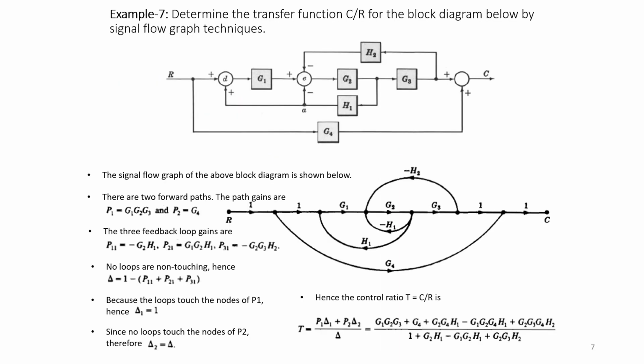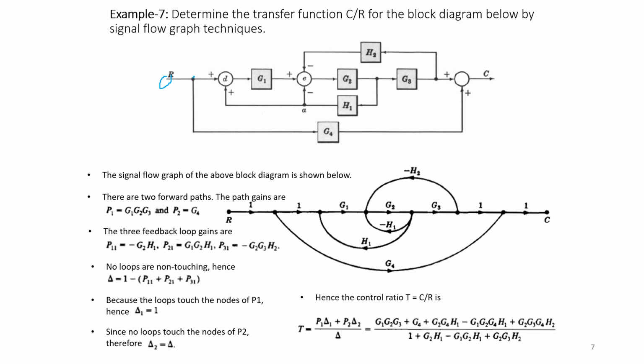So this is another example which is quoted. The task here is determine the transfer function C of S by R of S for the block diagram below by using the signal flow graph technique. So as I told you, nodes you must write. So first you have your input node.